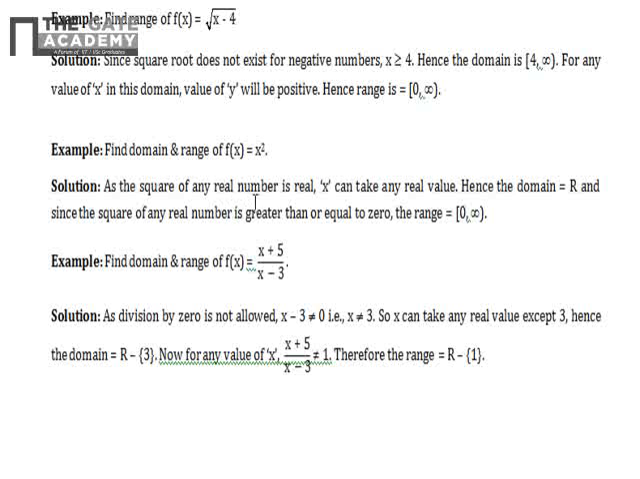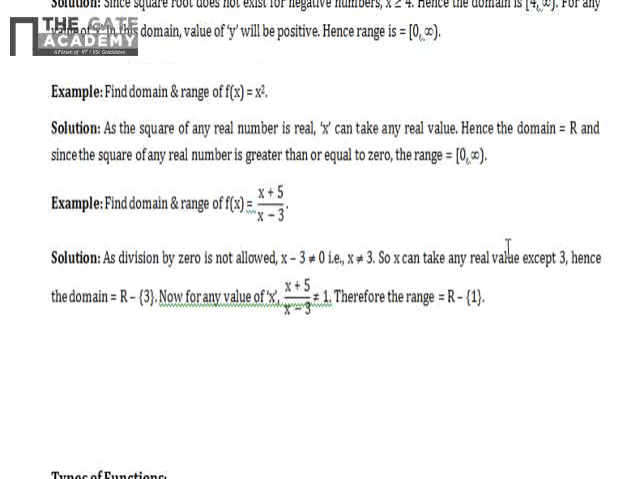Now next example, the function is x square. The square of any real number is real, so x can take any real number. Hence the domain will be R, and since the square of any real number is greater than or equal to 0, the range will be 0 to positive infinity.